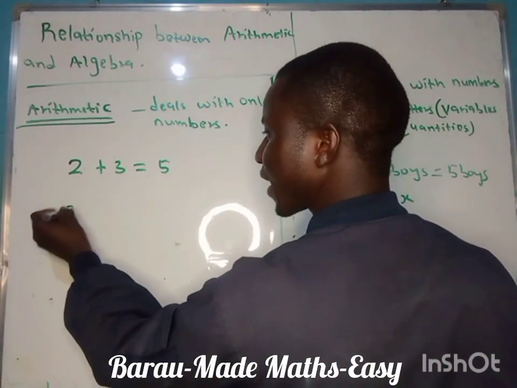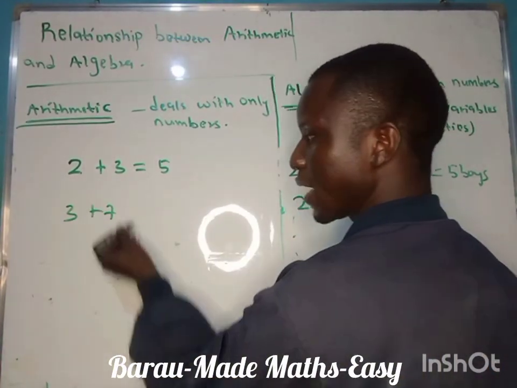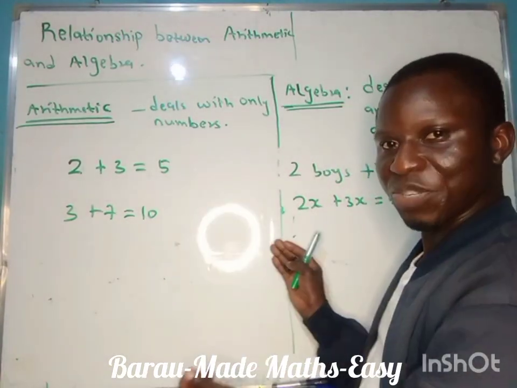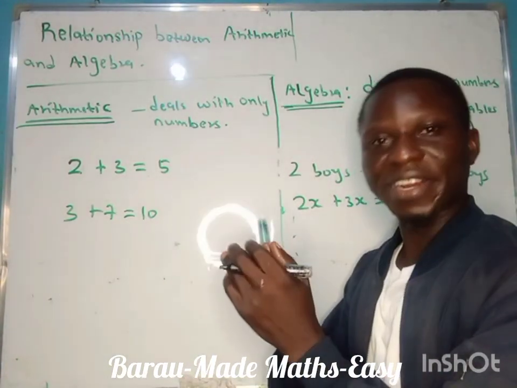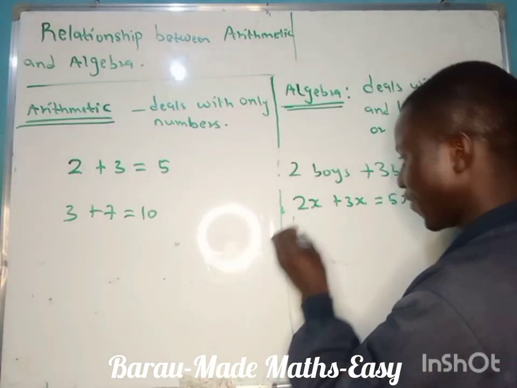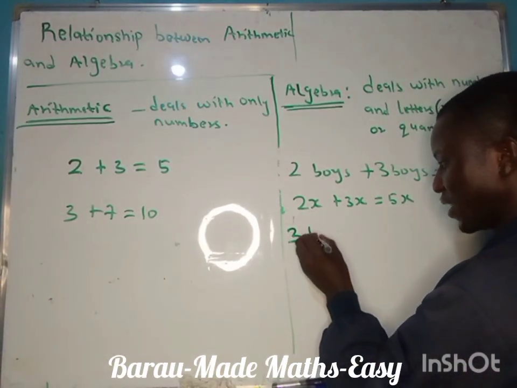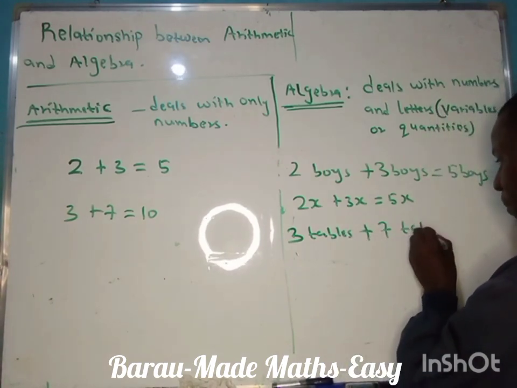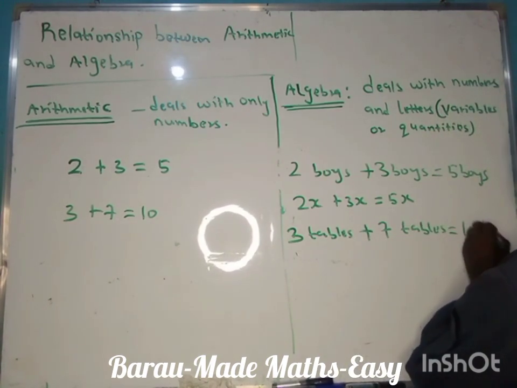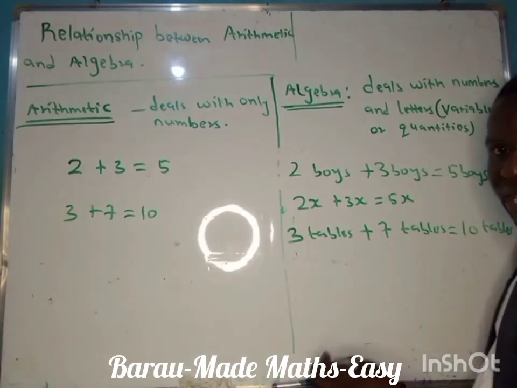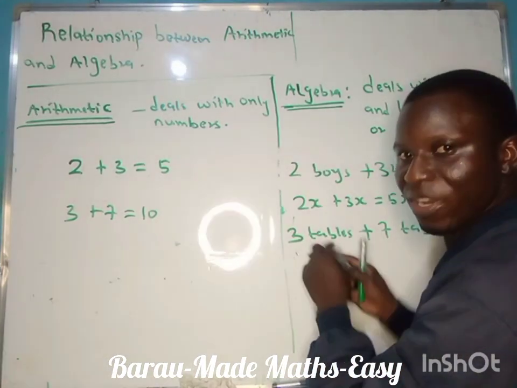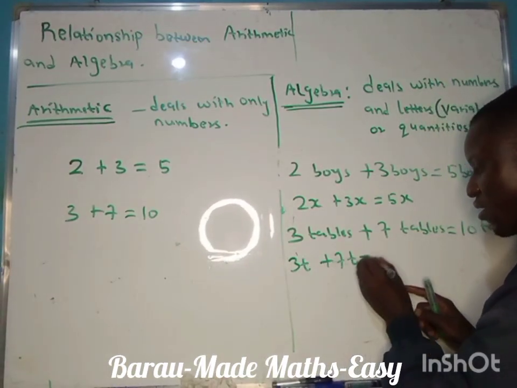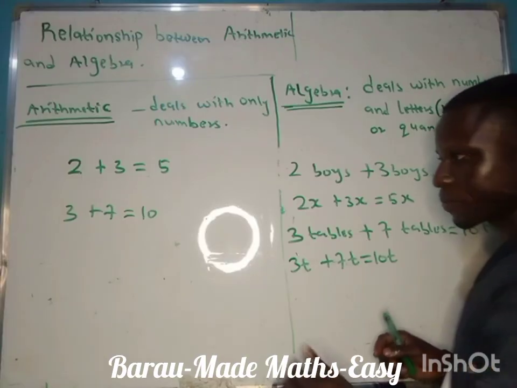Again, if you have something like 3 plus 7, in arithmetic, 3 plus 7 will give us 10. How then do we relate this to algebra? In algebra, we attach a variable or a quantity to it to have, let's say, 3 tables plus 7 tables to have 10 tables. Again, we can replace the word tables with letter T to have 3t plus 7t equals 10t.